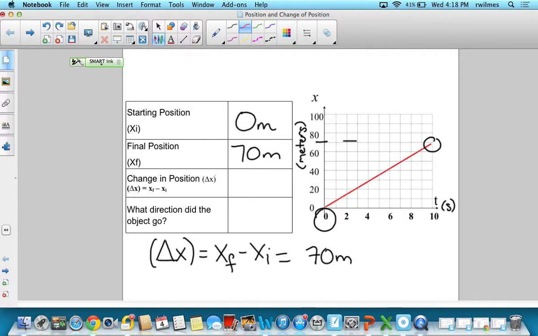Our initial position is 0 meters. So we come up with a total change of position of 70 meters. Remember, we always put our units on in physics. This is a positive number. We don't always write the positive, but it's inferred. We've got a positive number, but we can see from our graph and our slope that our slope is going in a positive direction. So what direction did this object go? It went in a positive direction.